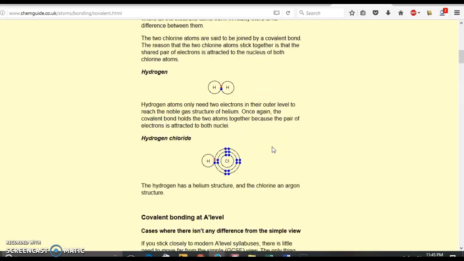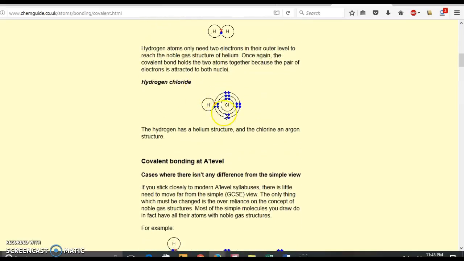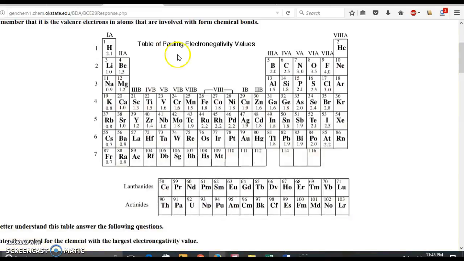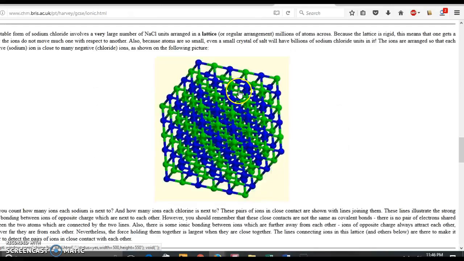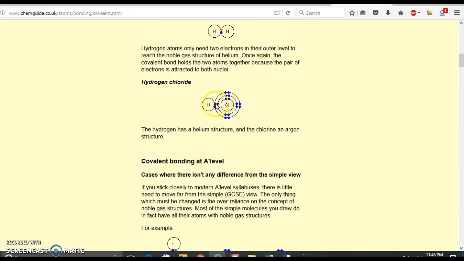But think about this now, hydrogen chloride. If you look at the periodic table again, hydrogen has an electronegativity of 2.1, chlorine has an electronegativity of 3.0. So that means chlorine has a higher ability to pull the electrons in a bond towards itself. So what's going to happen is, on this bond, chlorine can actually pull this electron pair shared between hydrogen and chlorine towards chlorine more than hydrogen.